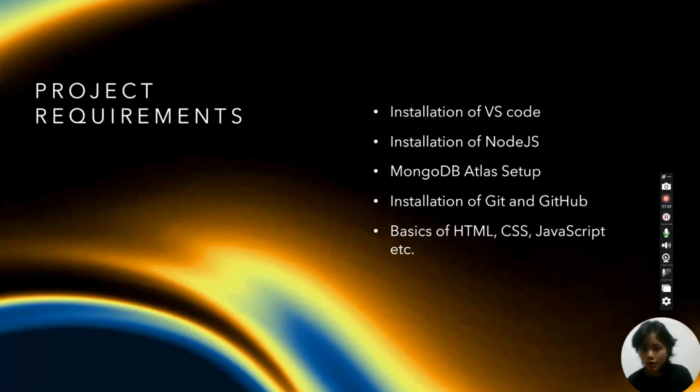Moving forward to the project requirements. First of all, we have the installation of VS Code, universally the first step in every single project. We have the installation of Node.js, the entire running environment for my front end, back end, the entire stuff. Then we have MongoDB set up, which functions as our database.